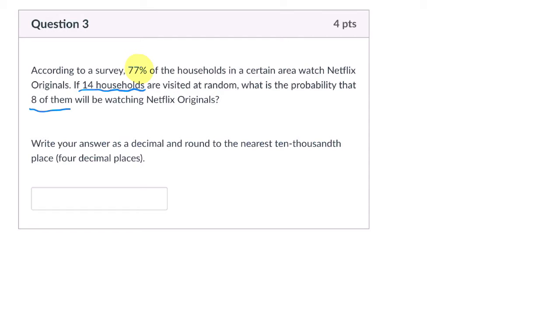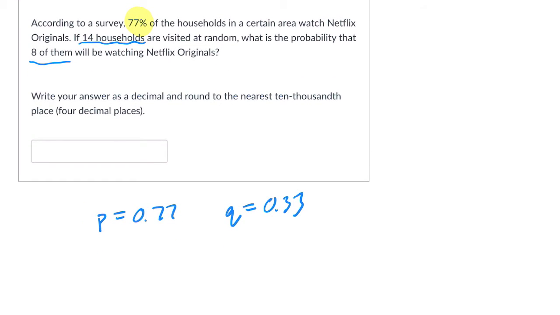A probability of a success, that they will be watching a Netflix original, is 0.77. So therefore, not is 0.33. So watching it or not. And if you're going around looking at 14 different households, if you want to have 8 of them, let's say the first 8, let's just keep it simple, the first 8 all are watching it. That's 0.77 times itself 8 times. And then the remaining, it's out of 14 households, that's 8. The remaining 6 are 0.33. So that would tell me the exact order.